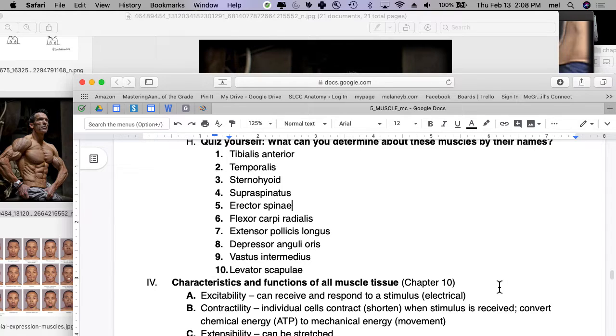What is this telling me? Vastus intermedius. Big and in the middle of two other ones. Yes, big in the middle of two other ones.